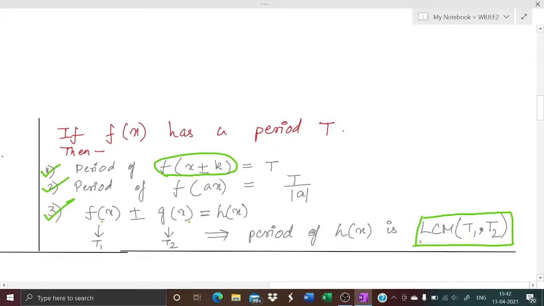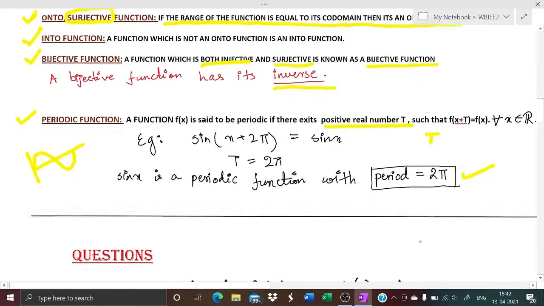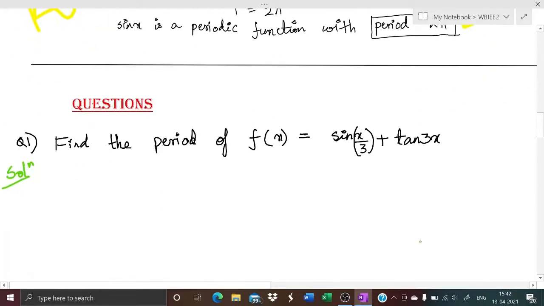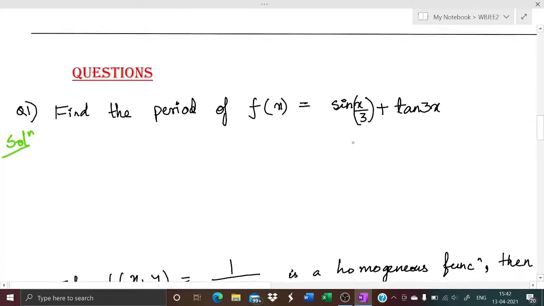Okay. So now we will start with the questions. First question. Find the period of f of x equals sin x by 3 plus tan 3x. So it would be based on the points that we have just read on the properties of periodic functions. So first we will individually find out the periods of each of the functions. So we have to find out the period of sin x by 3 first.